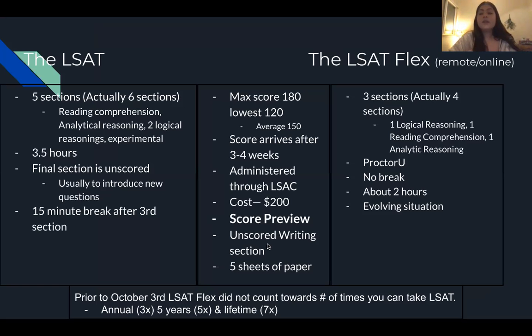So now the LSAT Flex. Due to COVID, the LSAT is being done differently now. They're no longer doing it in a building in person with other people. You are now doing it from home. So the LSAT Flex, instead of 5 sections, it's 3 sections, well actually 4, because you're still going to do your writing sample, but that's at a different time. With the LSAT Flex, you'll be doing 1 logical reasoning, 1 reading comprehension, and 1 analytic reasoning.